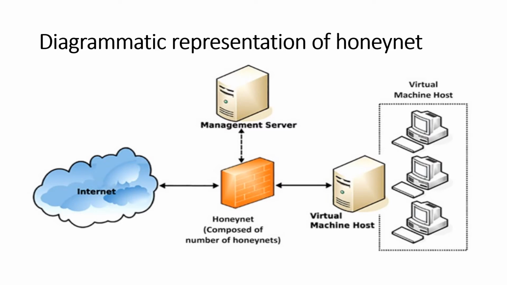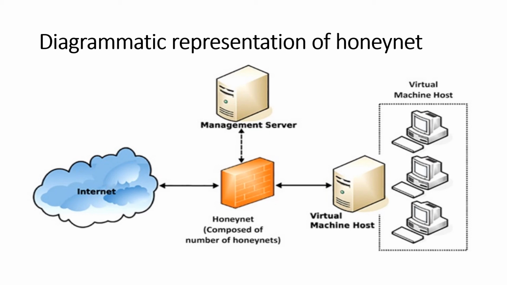This is a diagrammatic representation of HoneyNet. HoneyNet looks like a real attractive network so that hackers will completely compromise your system and not be doubtful that you are monitoring all their movements. In this diagram we can see a wall-like structure called HoneyNet that is composed of different honeypots. There are three connections to the HoneyNet. The first one is a virtual machine host, and to this host three virtual machines are connected.